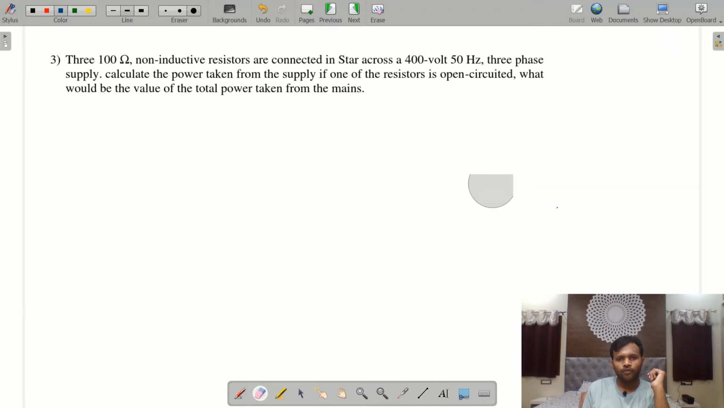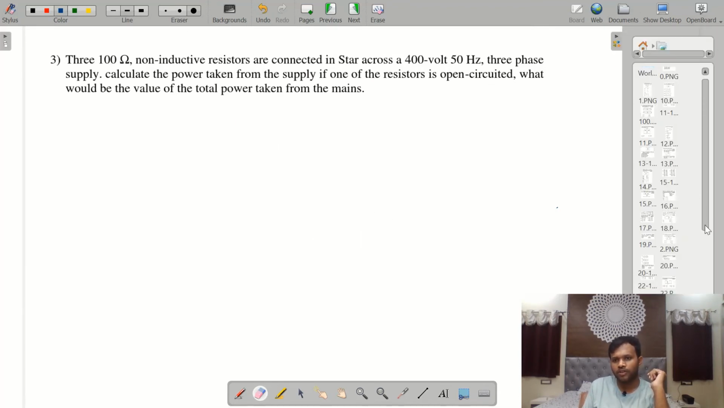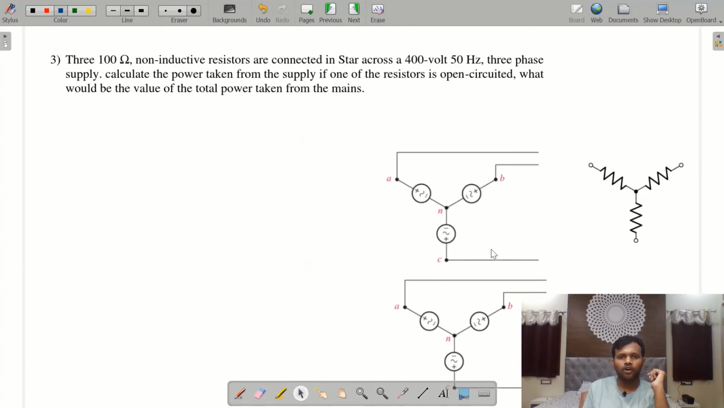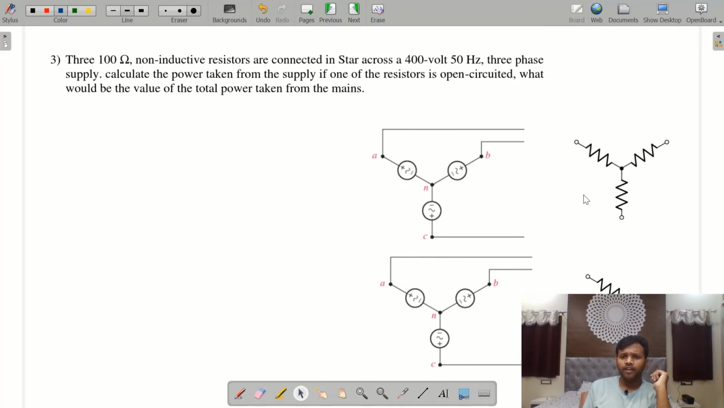Have you understood? If in a star connected three-phase circuit, one of the resistors is open circuited, they were asking to find out the value of the power delivered to the load. So consider this is my circuit. Initially, the three resistors are working properly, connected in star. First we will find the value of power P1, and when one of the resistors is open circuited, it is P2.